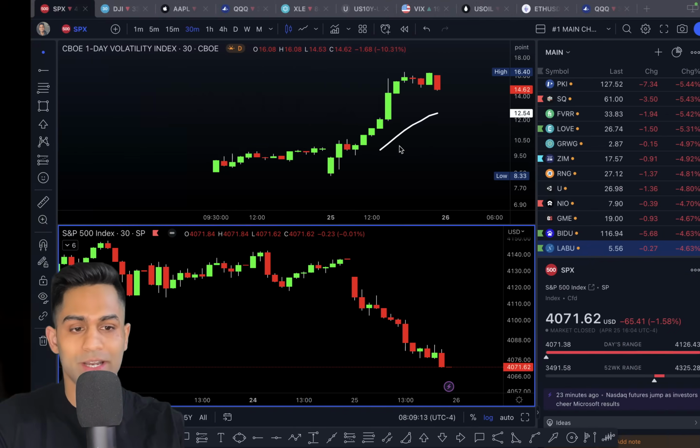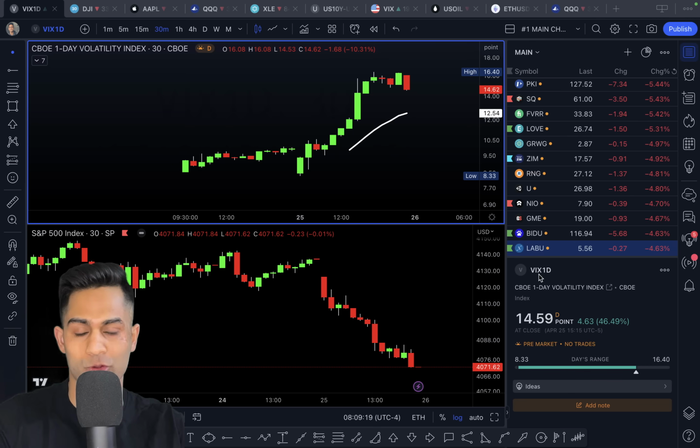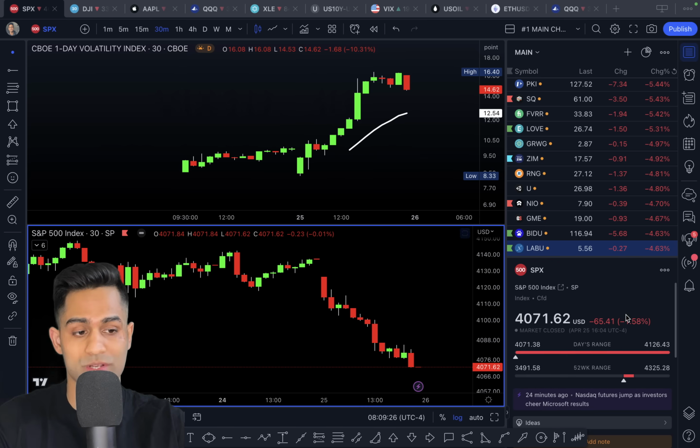Now, this right here is going to be it. This is the volatility index for one single day. And right now you can see that I'm on my TradingView platform. VIX 1D is going to be the one to watch. And yesterday you can see that it was up 46% when the S&P 500 was down over 1.5%.